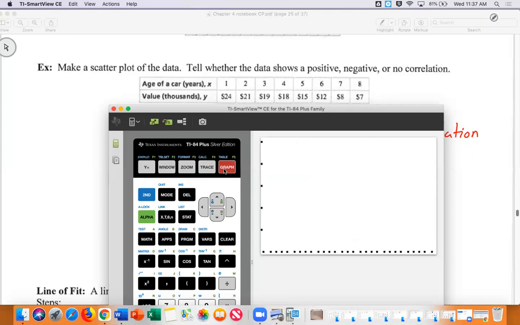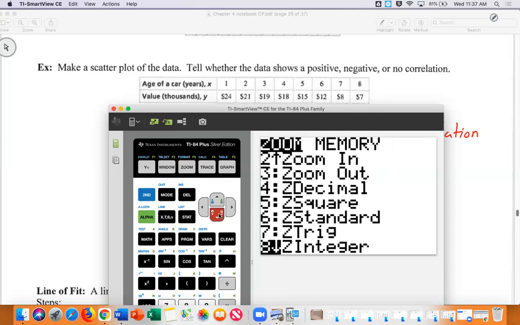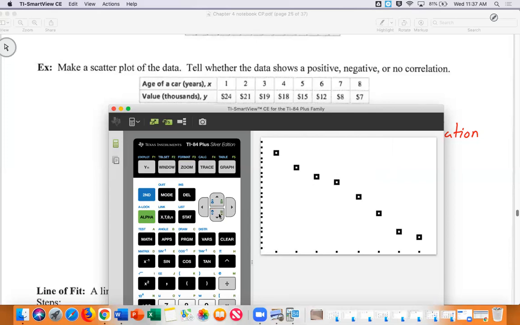And now we're going to hit the word graph. Notice nothing comes up. So we're going to go to zoom. And we're going to go all the way down to number 9, which is zoom stat. And we hit enter on zoom stat.